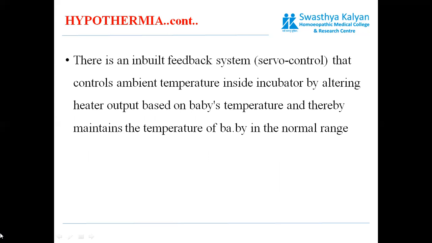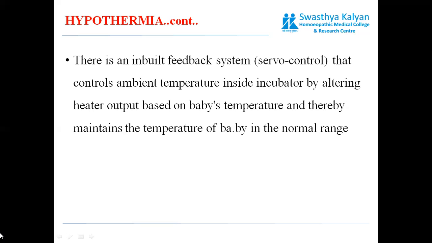There is an inbuilt feedback system, servo control, that controls the ambient temperature inside the incubator by altering the heat output based on the baby's temperature, and thereby maintains the temperature of the baby in the normal range.